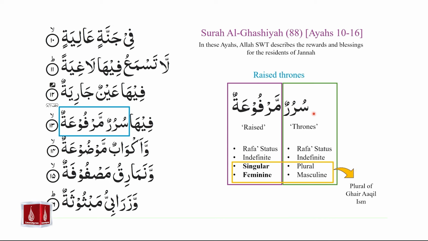Sururun is the plural of a ghair aqil ism. That is why the sifat that will be used with sururun as the Mosuf will be singular and feminine. That is the reason why the number and gender is singular and feminine respectively for marfu'atun. Sururun is Mosuf and marfu'atun is sifat. It is sifat because it describes the character or attribute of the Mosuf, which is sururun.